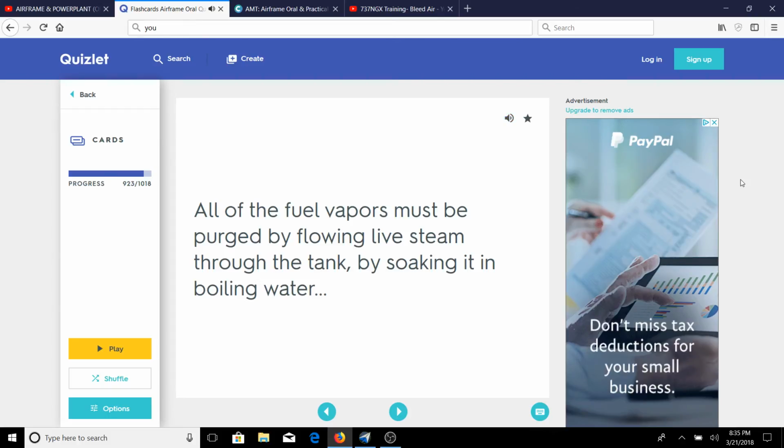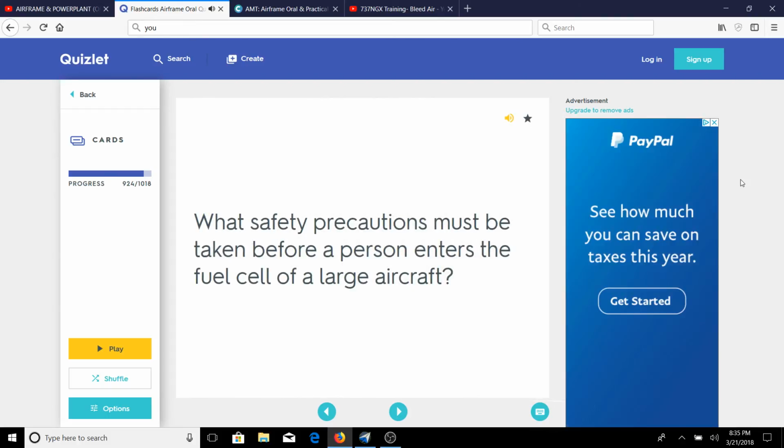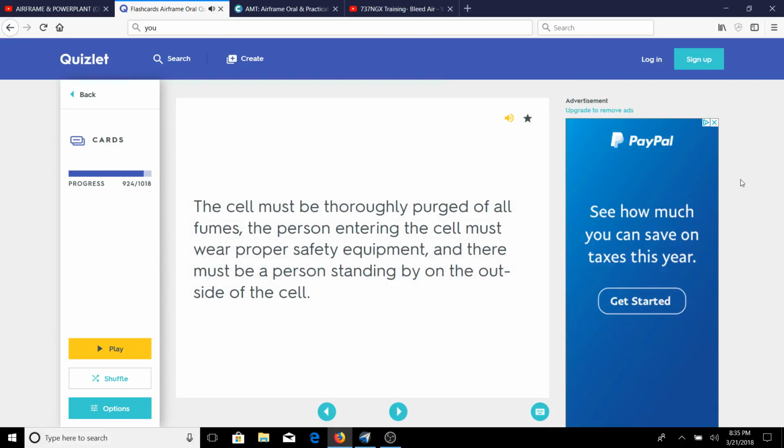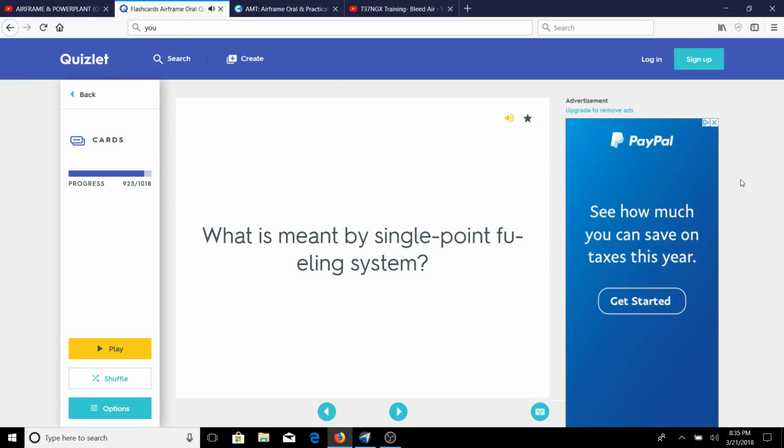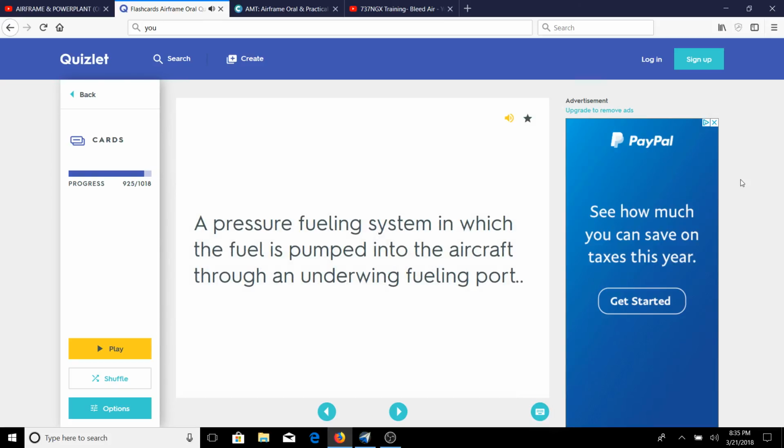What safety precautions must be taken before a person enters the fuel cell of a large aircraft? The cell must be thoroughly purged of all fumes. The person entering the cell must wear proper safety equipment, and there must be a person standing by on the outside of the cell. What is meant by a single-point fueling system? A pressure fueling system in which the fuel is pumped into the aircraft through an underwing fueling port.